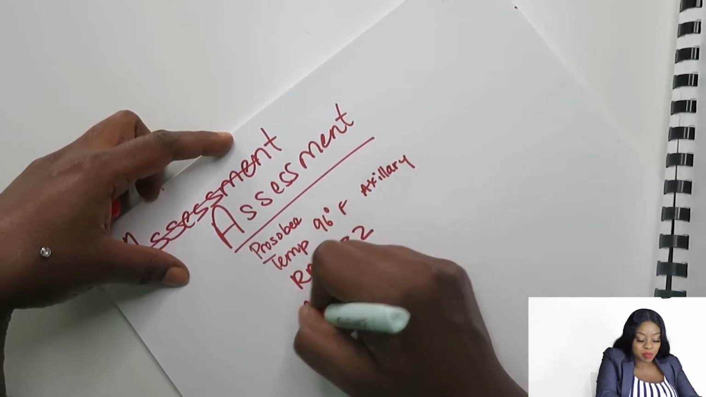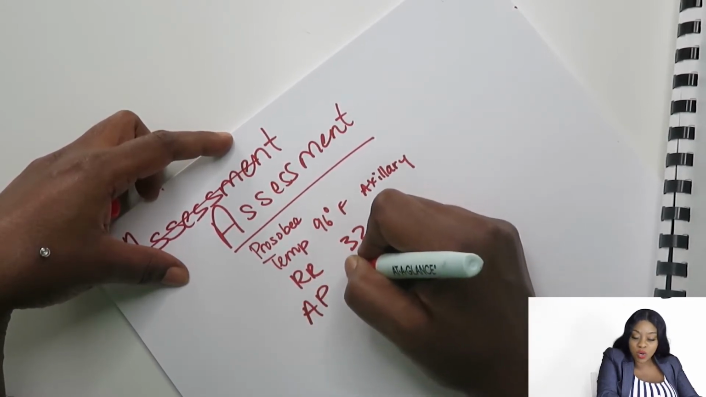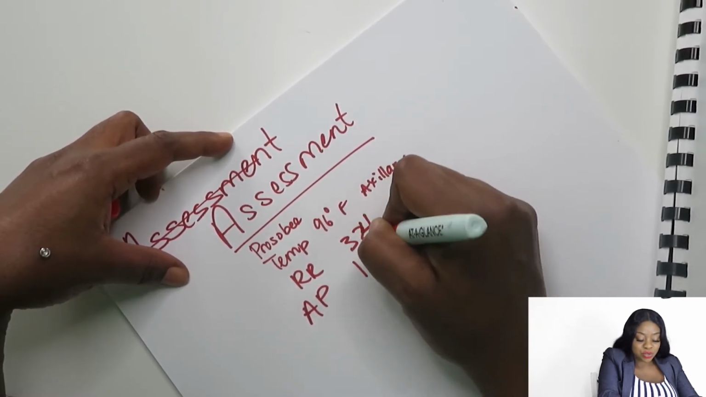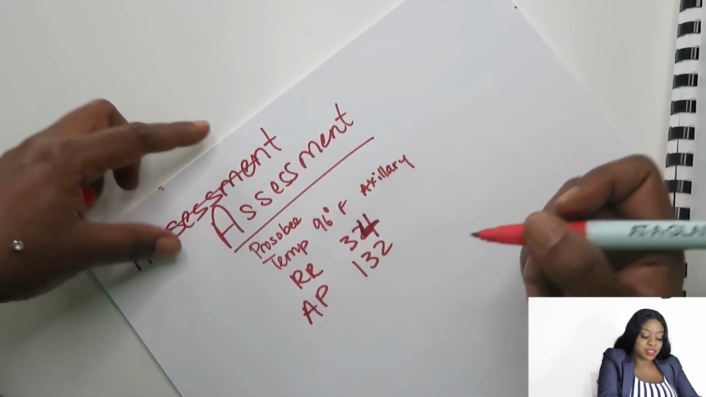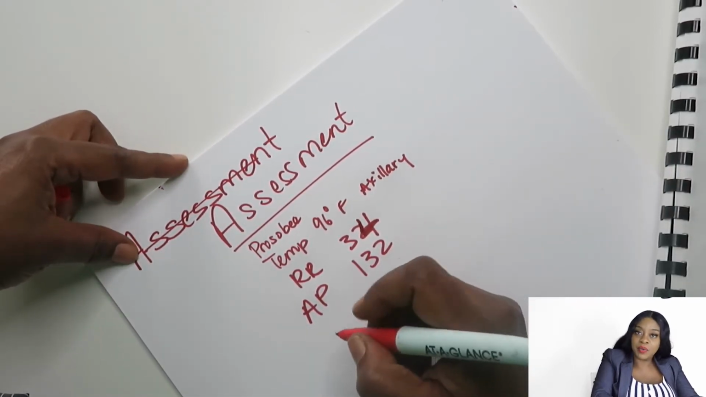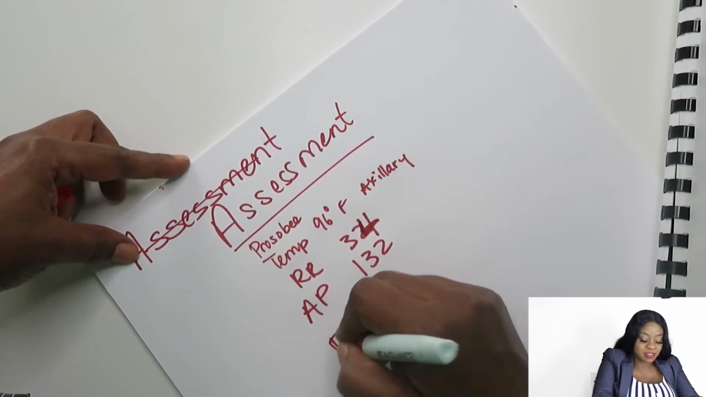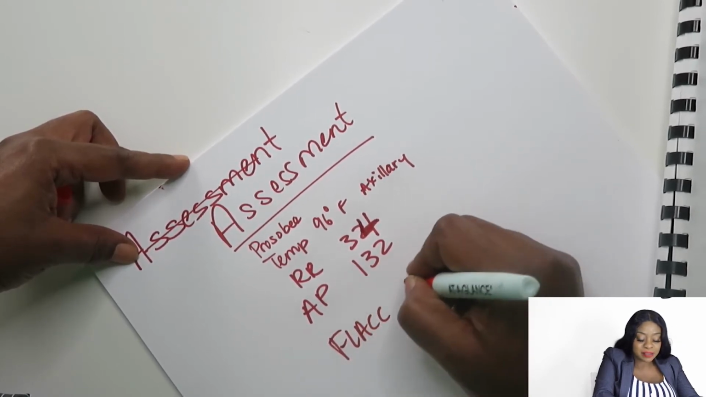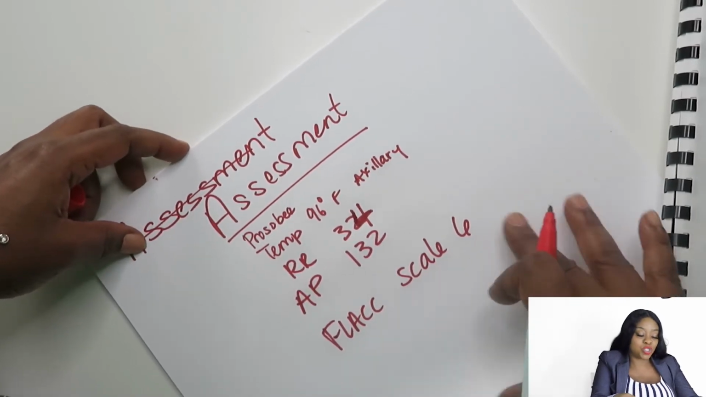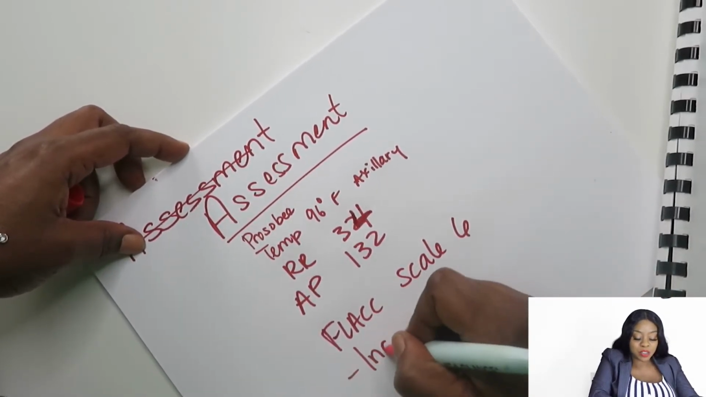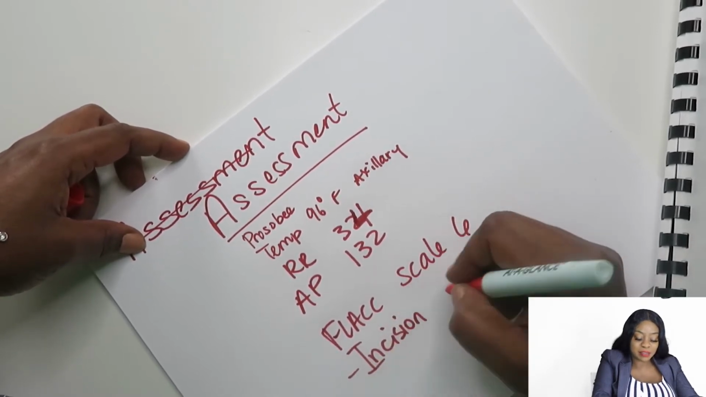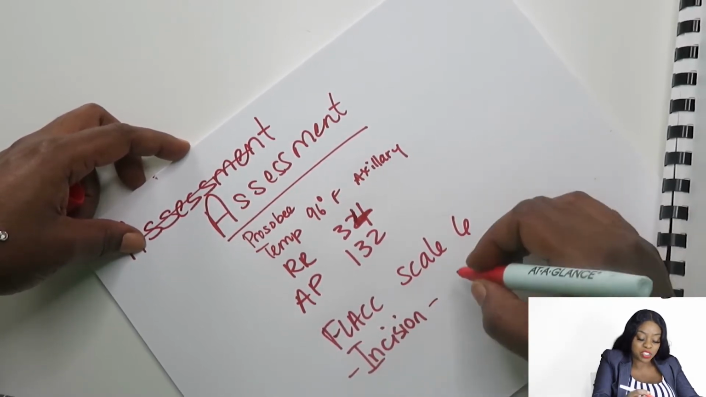An apical pulse at 132, just turn it at 34. So that keeps 32 at 32. And then we had assessed pain, FLACC scale of 6. So just going over some of the information that you would note in assessment. We spoke about the incision, and then of course I have some of this information posted above.